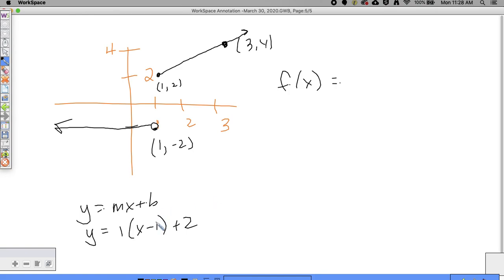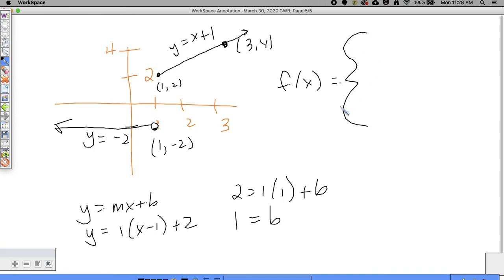This is point slope form, but for those of you who are obsessed with y equals mx plus b, take your (1, 2) and you'll do 2 is equal to 1 times 1 plus b. So then b is going to be equal to 1. So the equation of this line is y is equal to x plus 1. The equation of this line is y is equal to, yep, negative 2.